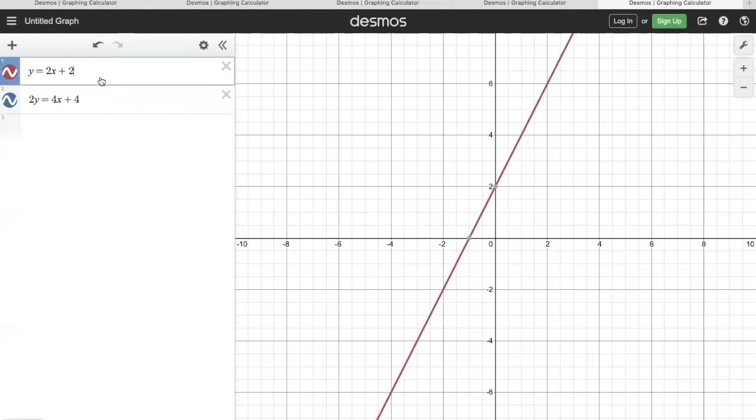All I've done to get from the first equation to the second one is I multiplied both sides by 2. So you have 2y equals 4x plus 4. That produces the same equation as the first one. If I make the blue one disappear, you have the red one. Just like that. So that is why there are infinitely many solutions.